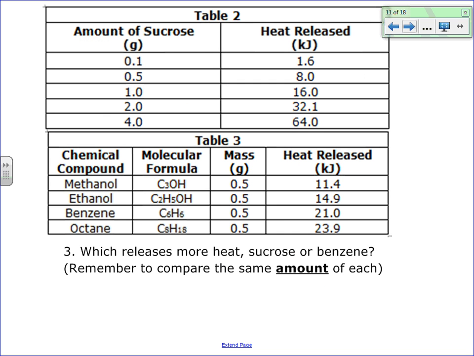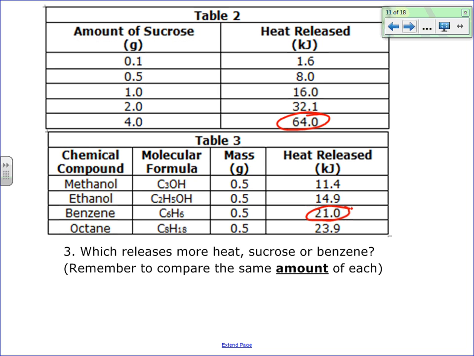Which releases more heat, sucrose or benzene? The hint here is really important for understanding pretty much the entire rest of this passage as well. What'd you get? Sucrose. Sucrose? That doesn't seem right. Benzene? That doesn't seem right. If I look at benzene, it's 21. Sucrose has 64. It seems like sucrose should have more than benzene.